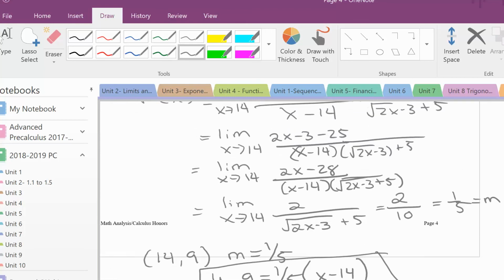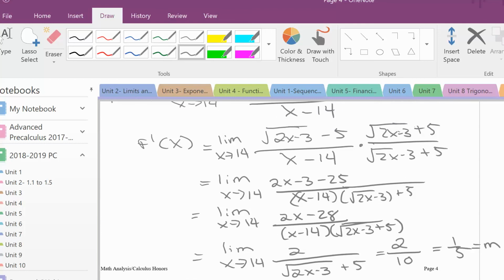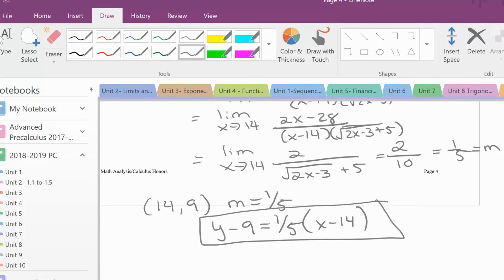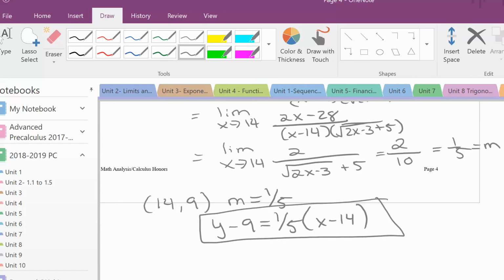Let's see if I can get a shot in there. Yeah, there you go. So you have to rationalize the denominator, rationalize the numerator, and then you can write the equation of the line using the point (14, 9). So this is the equation of the line that would be tangent to the function at the specific point.